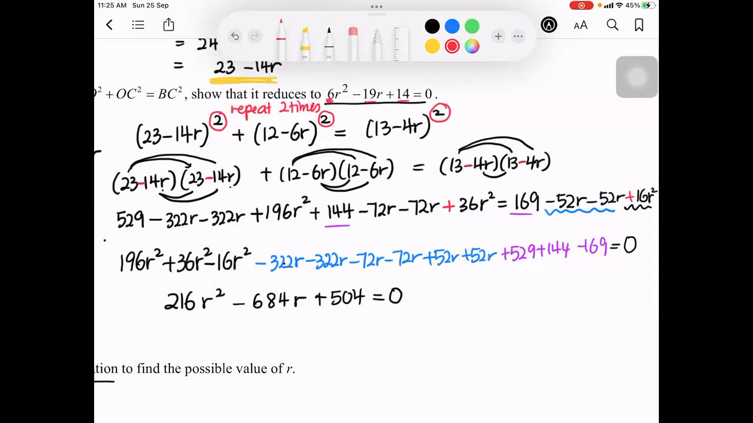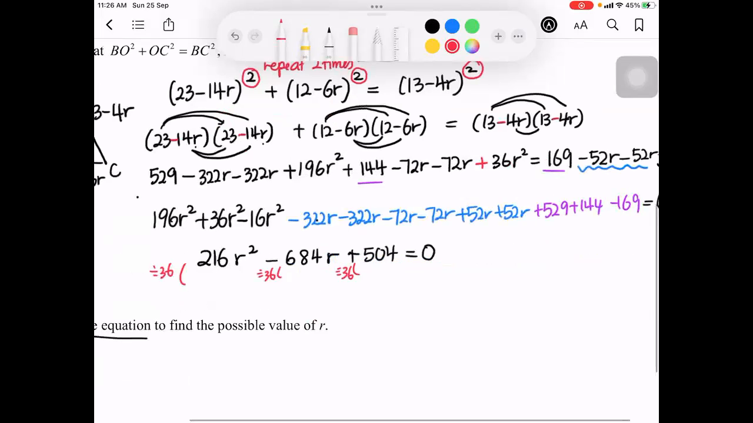Okay, let's check. 216, how to become 6? I divide: 216 divided by 6 is 36. So I divide everything by 36. Let's see whether we can get the correct answer or not. 216 divided by 36 is 6r squared. 684 divided by 36, negative 19r. 504 divided by 36, 14, equals 0.